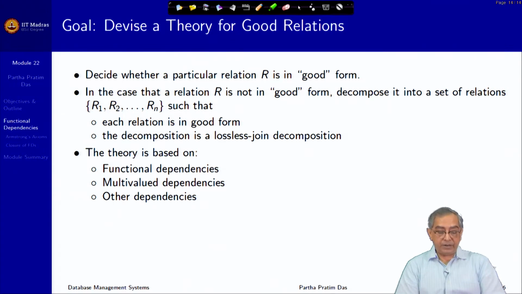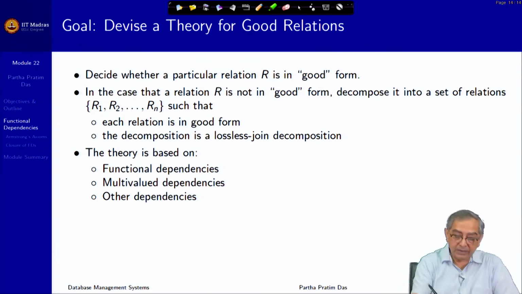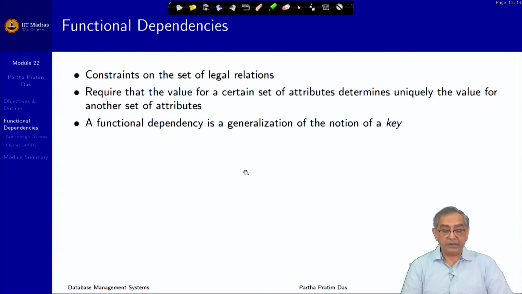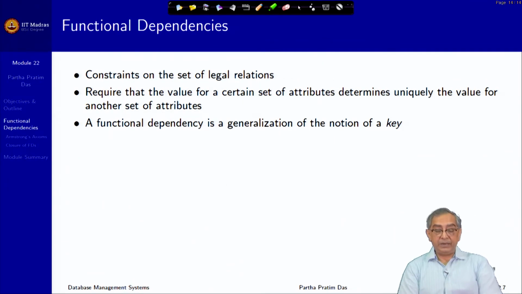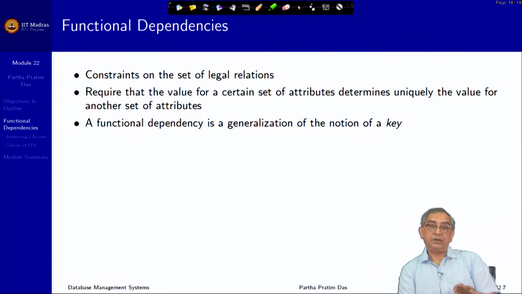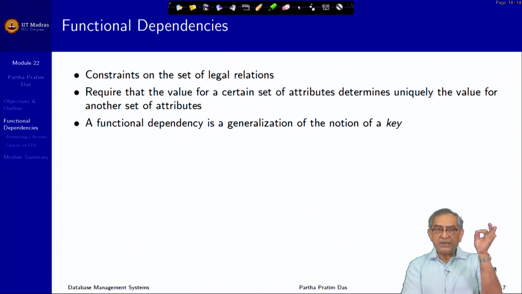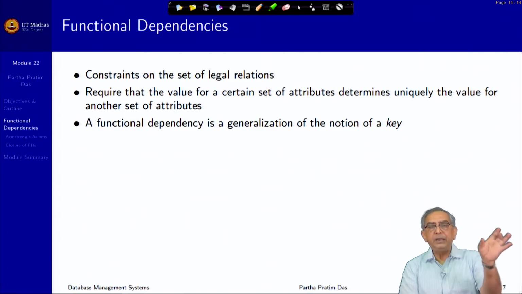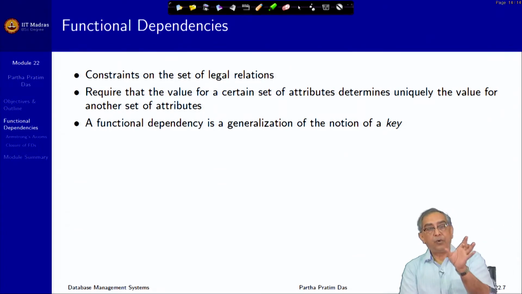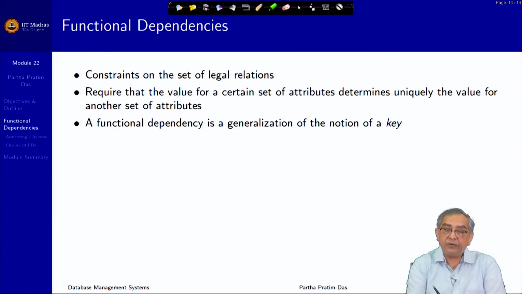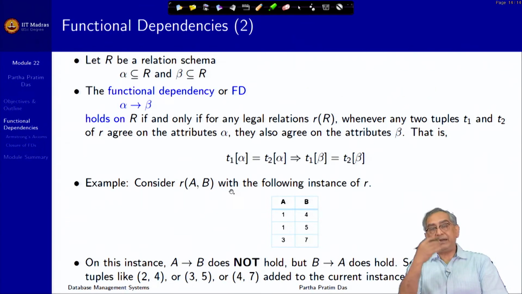So, this theory is based on various types of dependencies, starting with the functional dependency, then we have multivalued dependencies and other dependencies. We are now talking about functional dependencies. These are constraints on the legal set of relations which require the value of a certain set of attributes determining uniquely the value of another set of attributes. We saw just a glimpse, department name uniquely decides what is the budget and what is the building, right. So, functional dependencies in that way is a generalization of the notion of key.